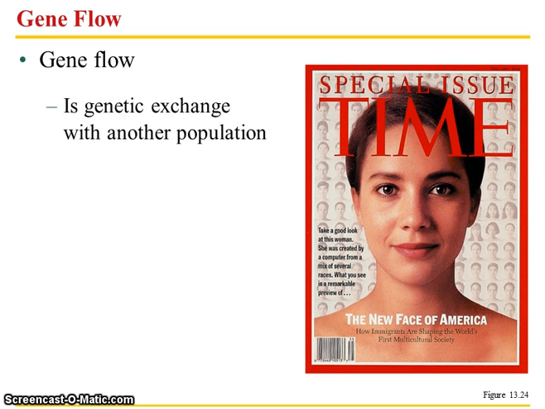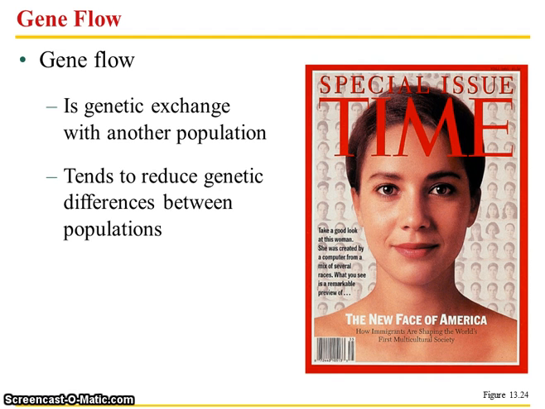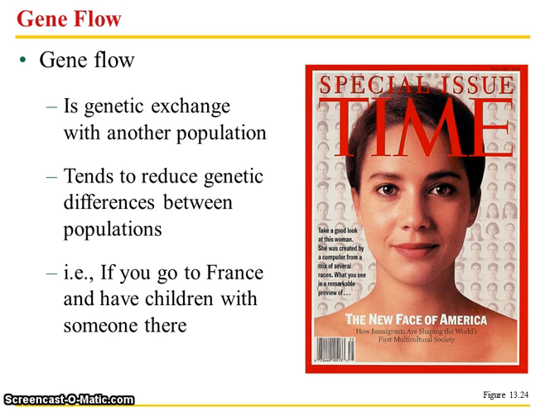Then gene flow. Gene flow is exchanging genetics with another population. So when you have people from different areas breeding together, or deer from one side of the mountain cross to the other and breed with that population. For example, if you go to France and have children with someone there, that's gene flow.